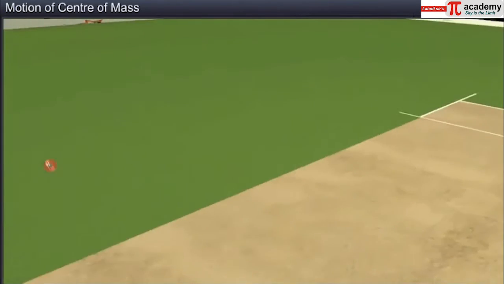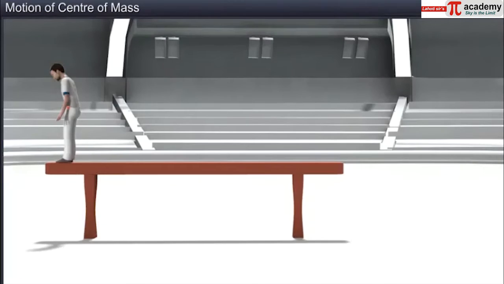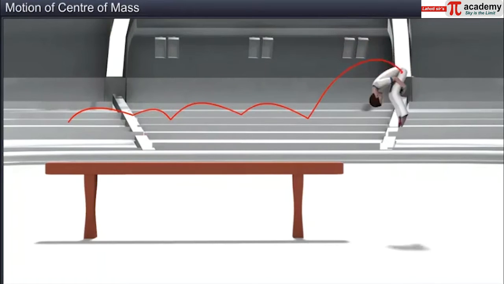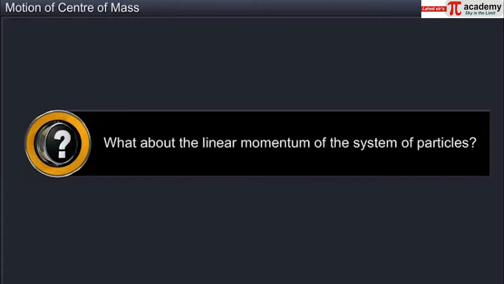When a spinner bowls, the ball may have a complicated rotational and translational motion, but the center of mass of the ball will have only translational motion. A gymnast performing an event on a pole will have a complicated motion, but his center of mass moves along a parabolic path. What about the linear momentum of the system of particles?